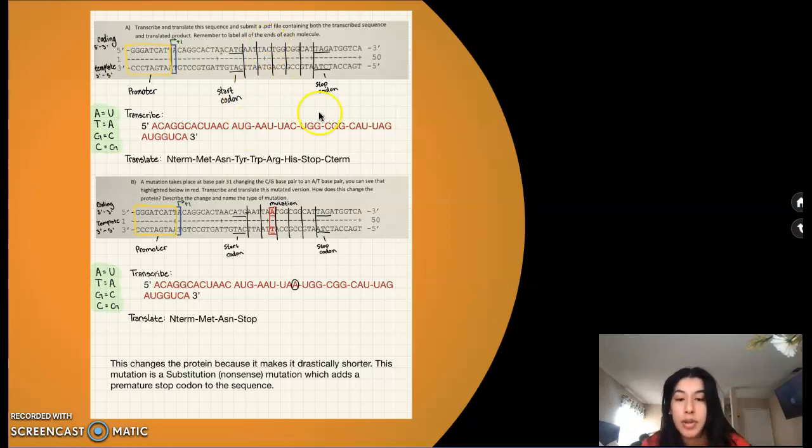Then we have the stop codon, which marks the end of the translation. In this particular strand, the stop codon was UAG.